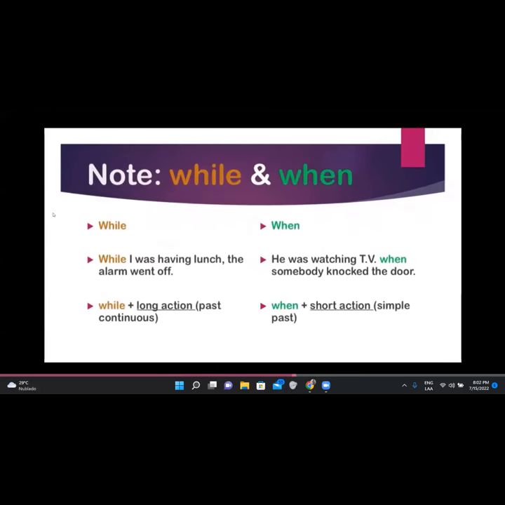Take note on the following. We have these two words, while and when. While is usually used with past continuous, and when is usually used with simple past. In other words, we use while plus long actions, past continuous, and when plus short actions, simple past.